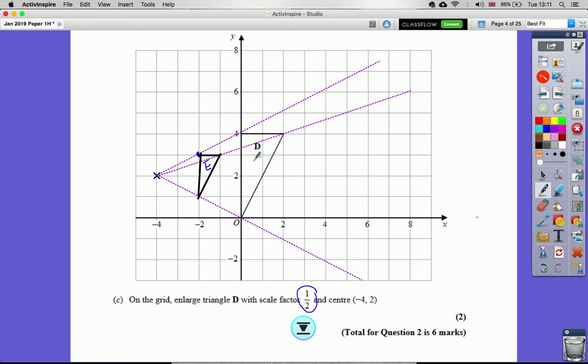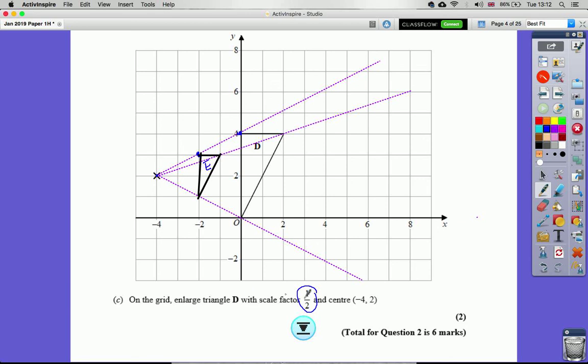Okay, so you have to find the midpoint of the line joining the center and a corner of the triangle, and then find the midpoint of all 3 of them and join them. Or you can find the midpoint of one of the projection lines, but you only have to find the midpoint between the center and the vertex of the triangle.